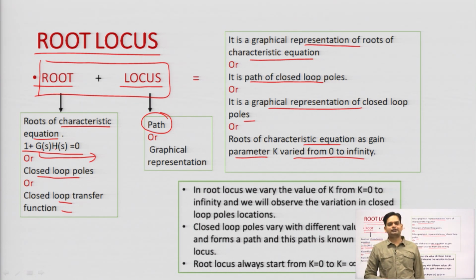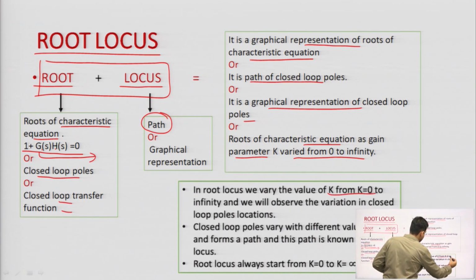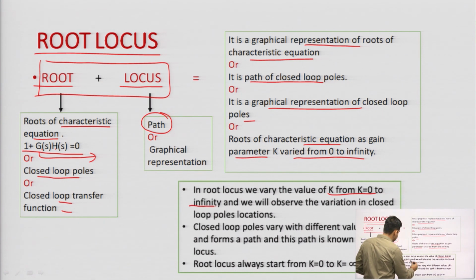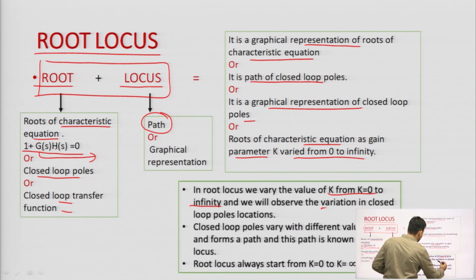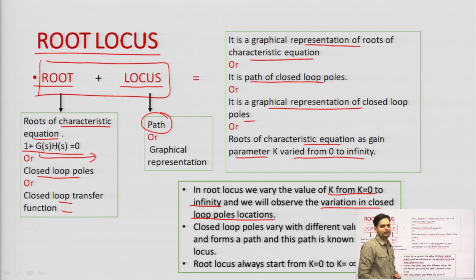In the root locus, we need to plot various roots of the quadratic equation for different values of k. So, we are varying k from 0 to infinity, observing the location of the roots, and then making a graph, and this graph is basically the root locus. So, in the root locus we vary the value of k from k equal to 0 to k equal to infinity, and we observe the variation in the closed loop pole locations, right.